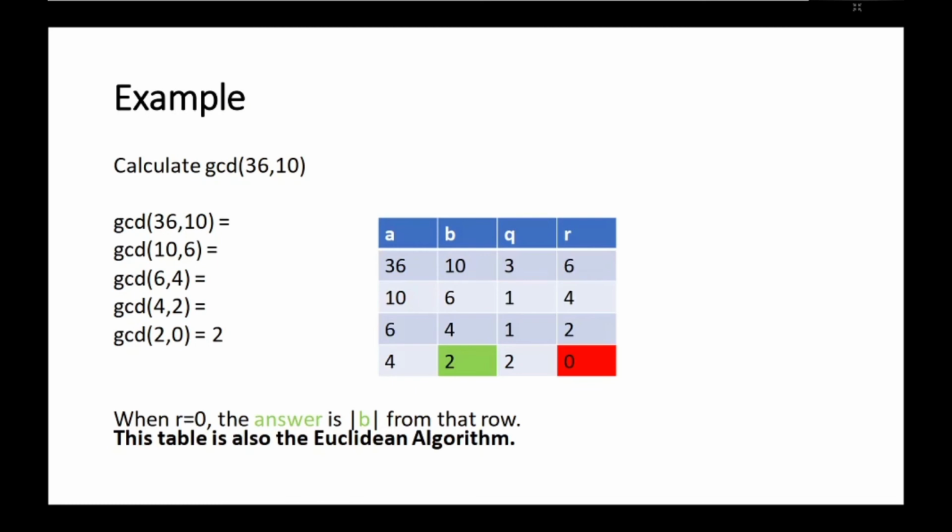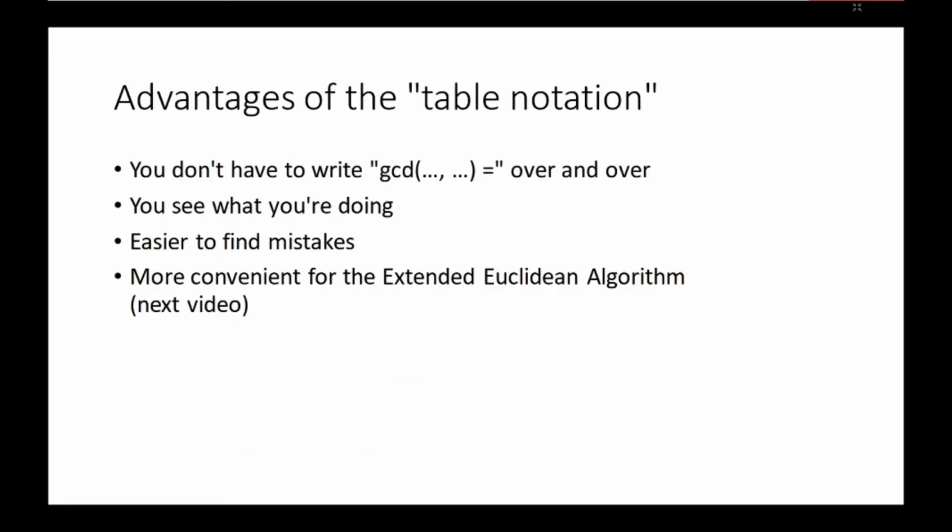And by doing it this way with the table, we're also using the Euclidean algorithm. So we've seen 2 different notations for the Euclidean algorithm. They're almost exactly the same, but the right one is a table, and we're keeping track of the quotient and the remainder. So which one is better? Well, the table notation has some advantages over the regular notation. And that is that you don't have to write GCD with the parentheses over and over again. And because you're keeping track of the quotient and the remainder, you see what you're doing and it's easier to find mistakes. It's also more convenient for the extended Euclidean algorithm, because then you need to do something with the quotient, but we'll see that in the next video.